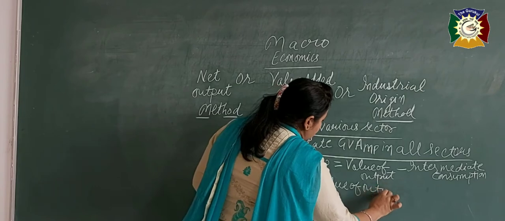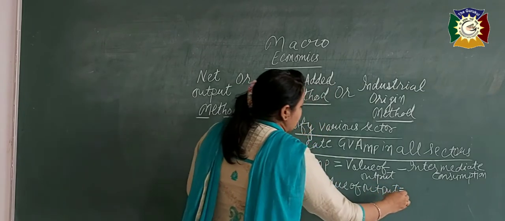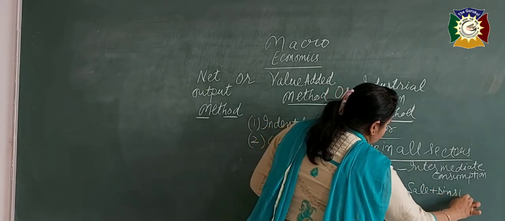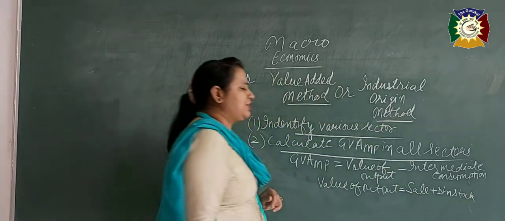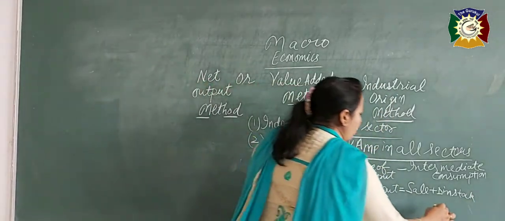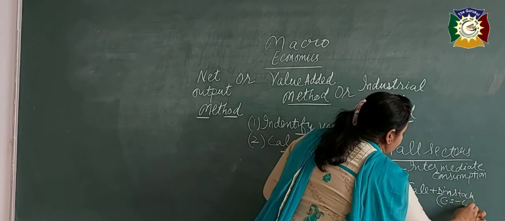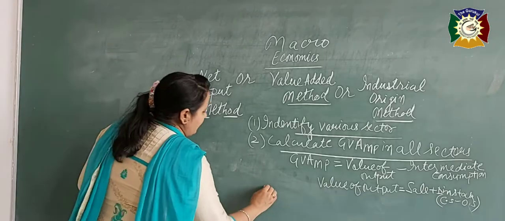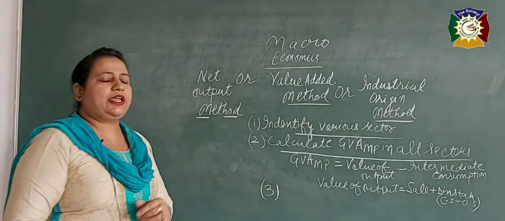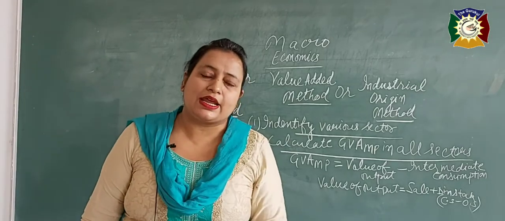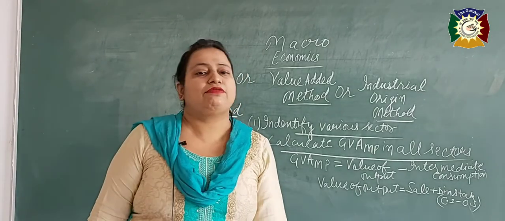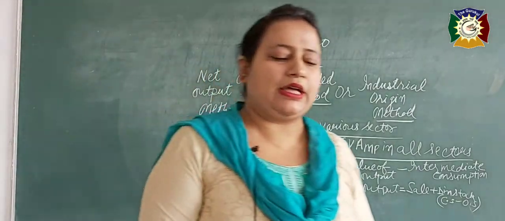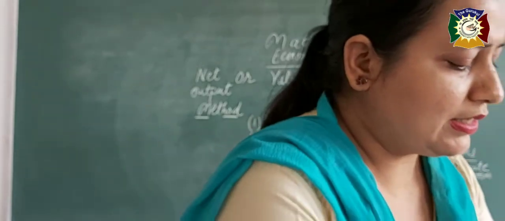Okay. The formula of value of output is sale plus change in stock. And what do you mean by change in stock? Closing stock minus opening stock. And the third and final step, I am telling you, listen to it carefully. After that you will find the final conclusion. What is it over there? GVAMP. What is another name of GVAMP?